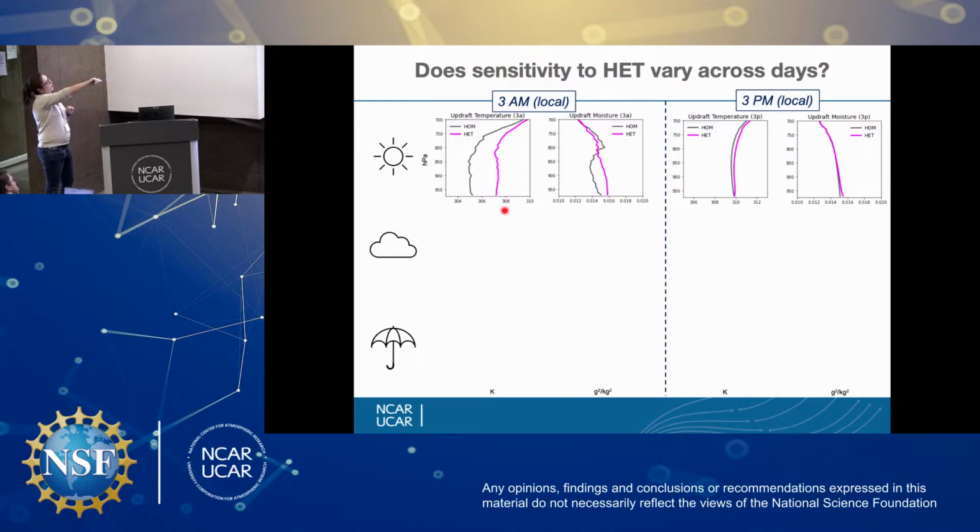What's interesting to note, I think, is that if we compare just 3 a.m. and 3 p.m., there's much more of an impact of heterogeneity happening overnight than is happening during the day. It's actually not necessarily what you might expect to see. I would say based on observations, we tend to see that difference in convection happening during the day.